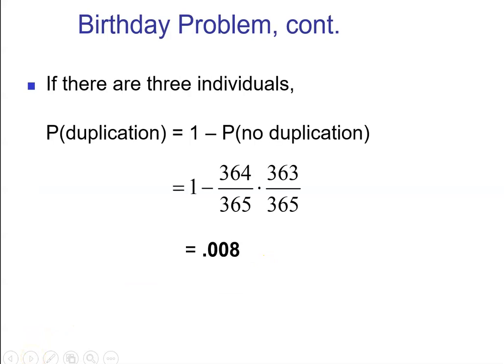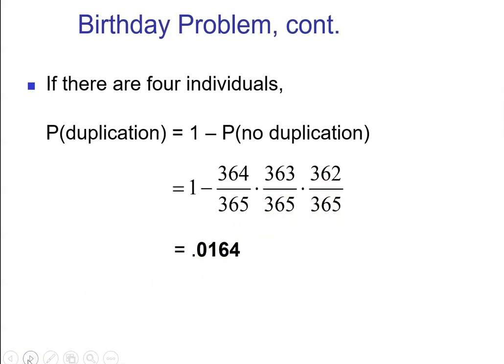Okay, so let's just pick a number here. Let's say there's 3. The probability that there are duplicates equals 1 minus the probability that there aren't. So we do 1 minus 364 over 365, since there are 365 days in the year, 364 options. Take 1 away, so that's times 363 over 365. So that's 0.008. Well, what if there's 4?